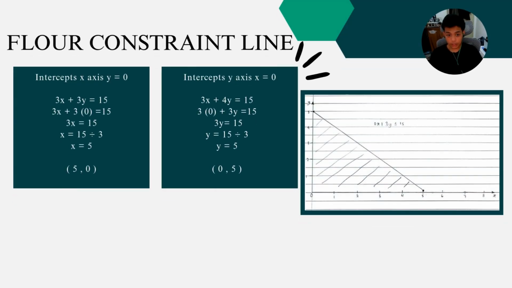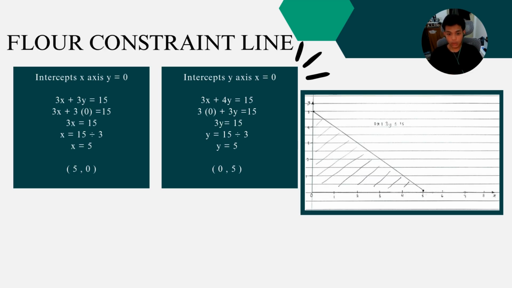Okay, after that I will explain the flour equation line. For this problem, we are given the constraint 3x plus 3y equal to 15. To graph the constraint, we first need to convert it into an equation for the boundary line. Then we find the intercepts so we can draw the line on the graph.